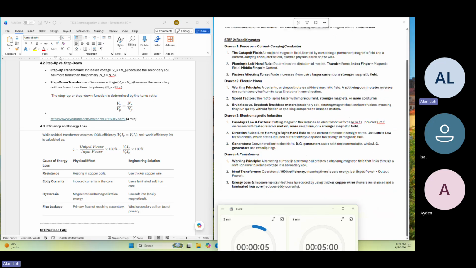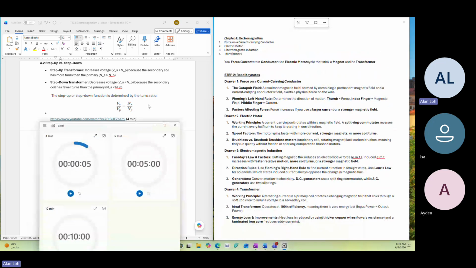Now we have these 4 drawers, and also we have this AI story, this AI animated story to help you remember the story easily, to link it with the names of the 4 drawers, right? So let's take 1 minute to read from drawer 1 until eddy current.